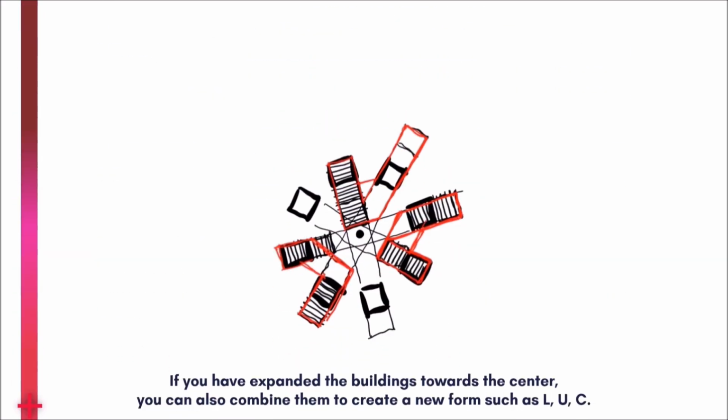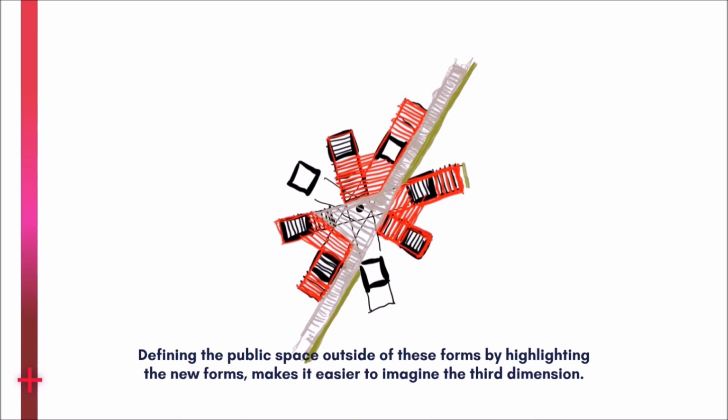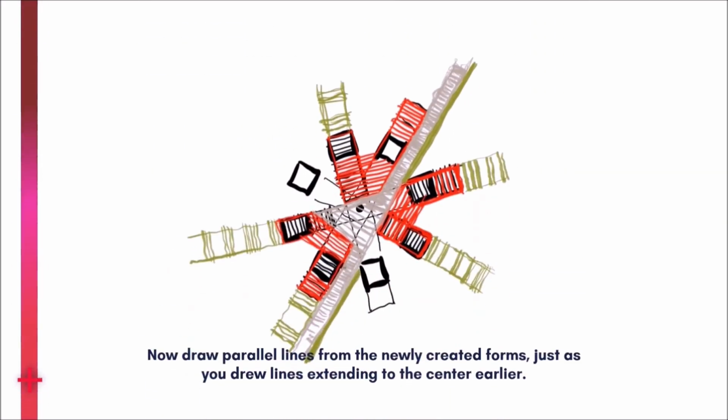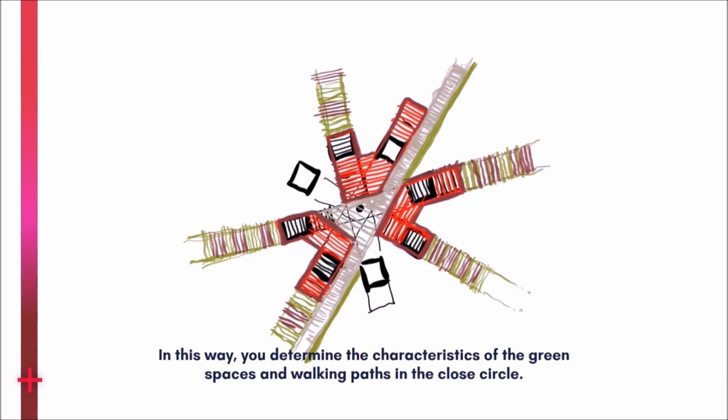If you have expanded the buildings towards the center, you can also combine them to create a new form such as L, U, C. Defining the public space outside of these forms by highlighting the new forms makes it easier to imagine the third dimension. Now draw parallel lines from the newly created forms, just as you drew lines extending to the center earlier. In this way, you determine the characteristics of the green spaces and walking paths in the close circle.